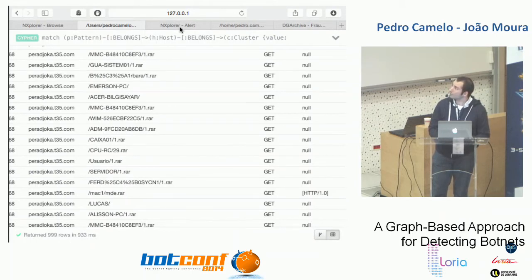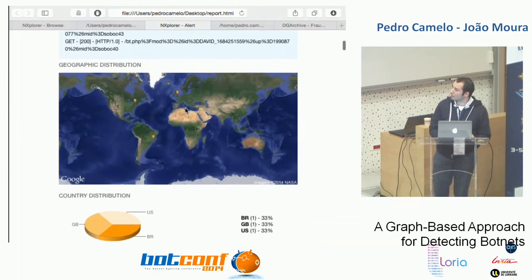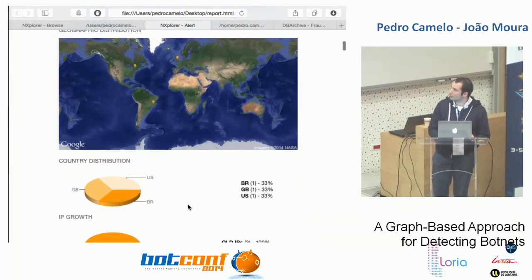Let me see. Next part. This is another example. I think this is Mavate. I'm not sure. But this is an alert from our system. There is something going on with that domain. And it happens to be in 3 countries.